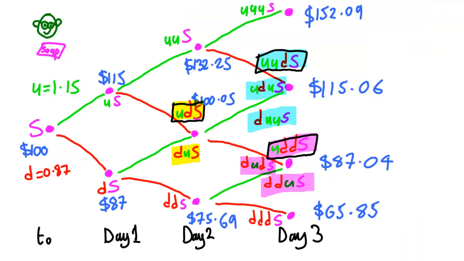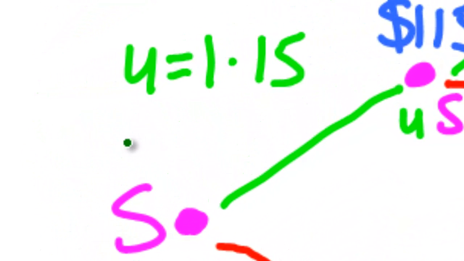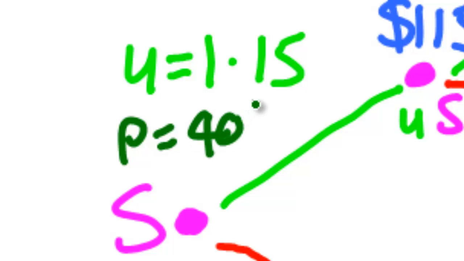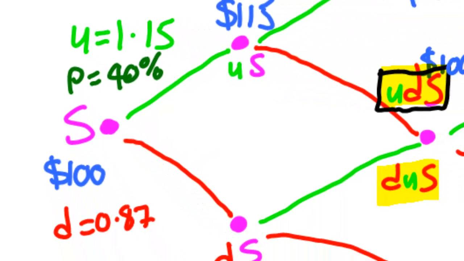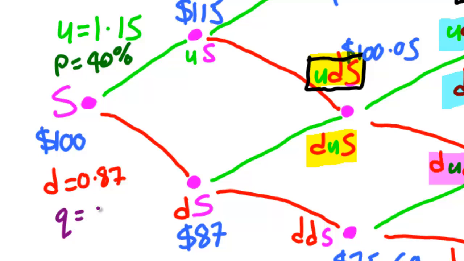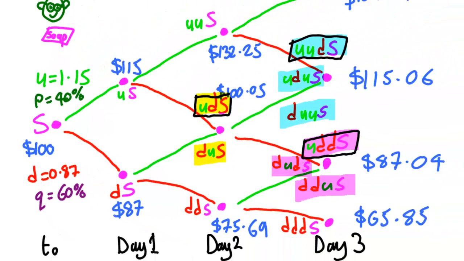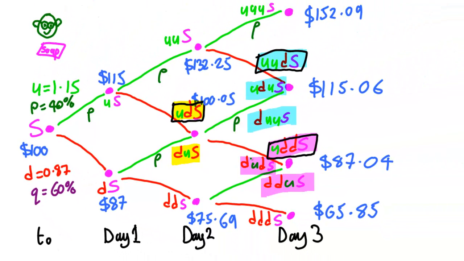Back here in Tommy's universe, let's introduce 2 new terms. First we have P, which is the chance on any day of a price going up, and we'll set this to 40%. That means Q, the chance of the price going down, must be 100% minus P, which is equal to 60%. Let's put all the P pathways onto the chart. Now all the Q pathways.